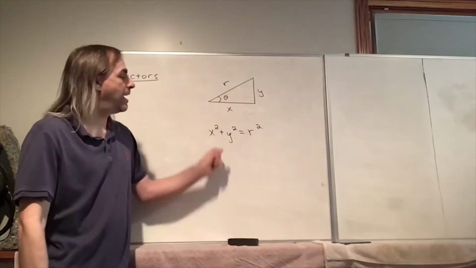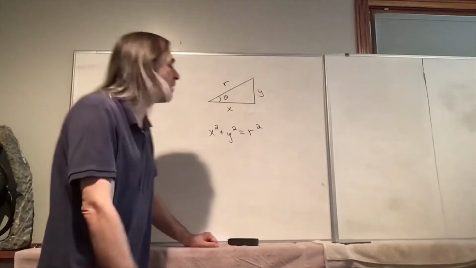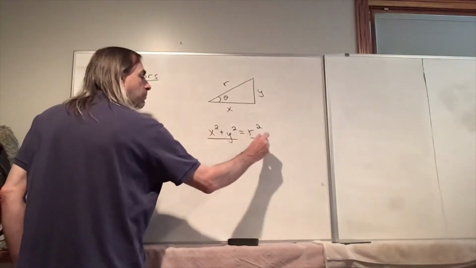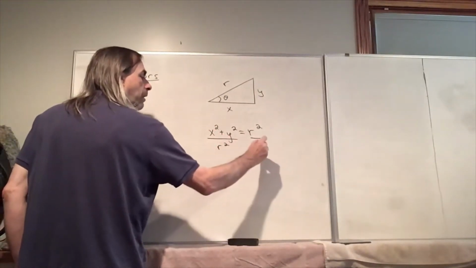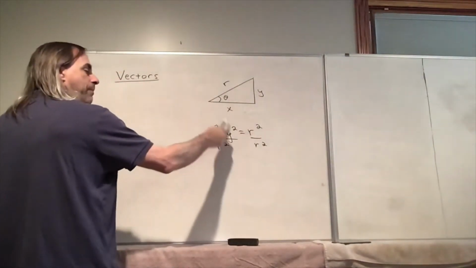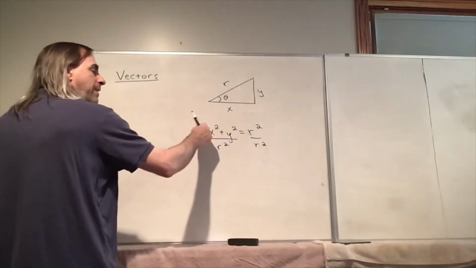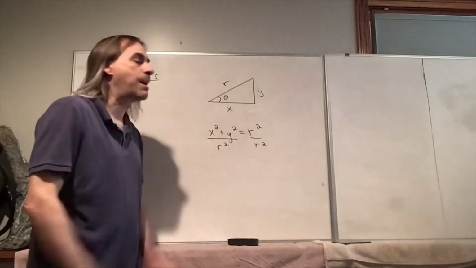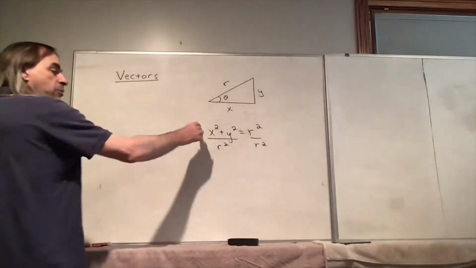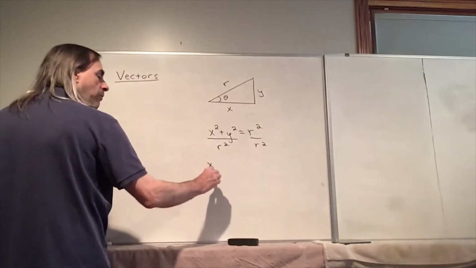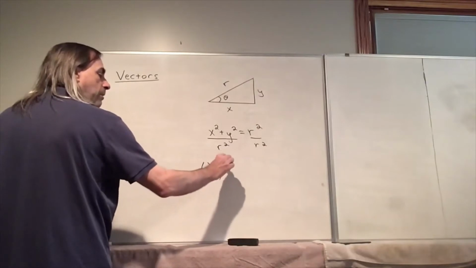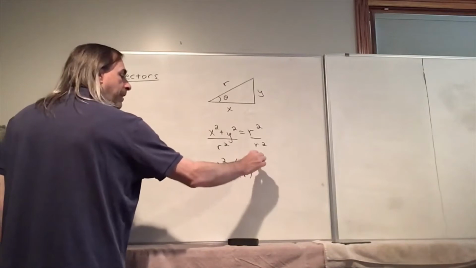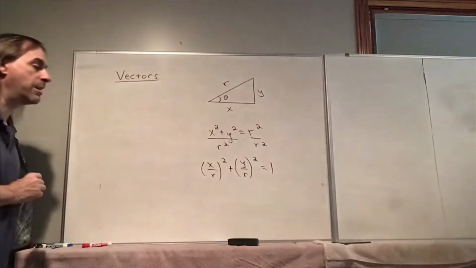And there's something really nice. We can write this in another way, which turns out to be very useful. Let's divide both sides of the equation by r squared. Now you can break up the numerator, you can write this as x squared over r squared plus y squared over r squared. It's two separate fractions. But x squared over r squared is just (x over r) squared, and y over r, same thing here. And r squared over r squared is 1.